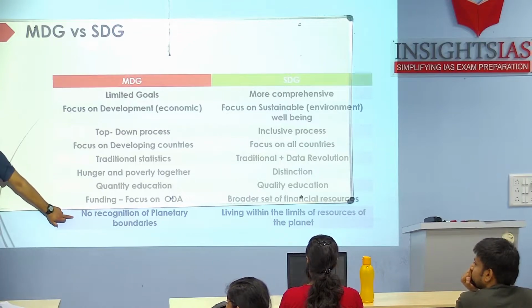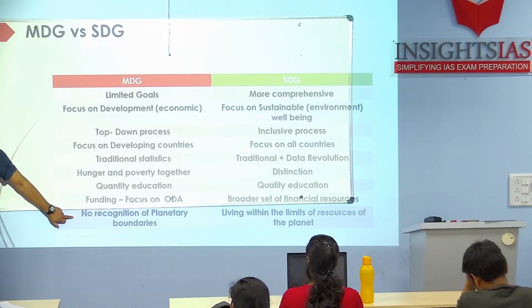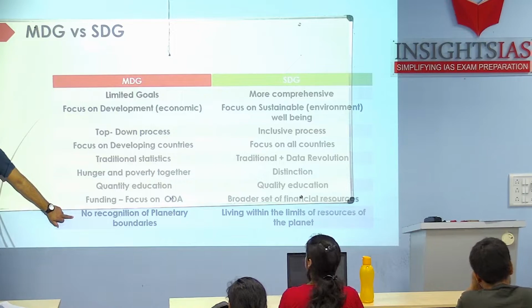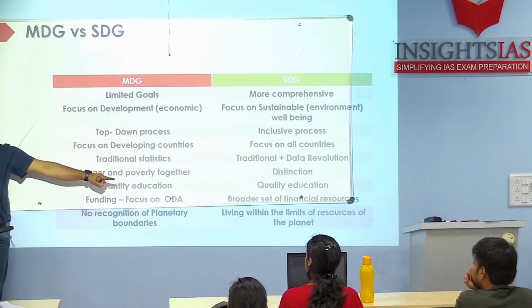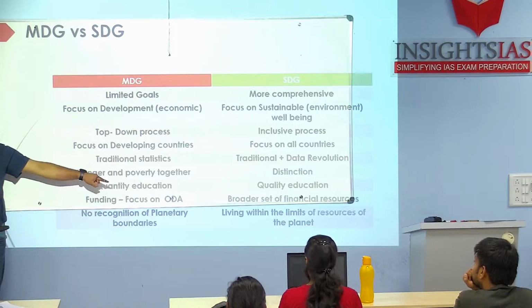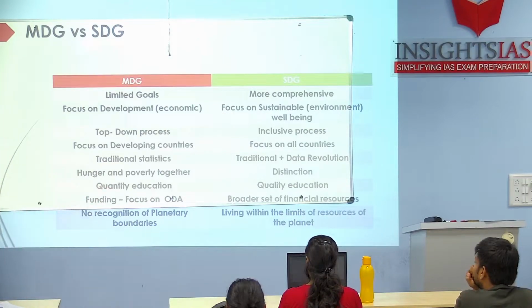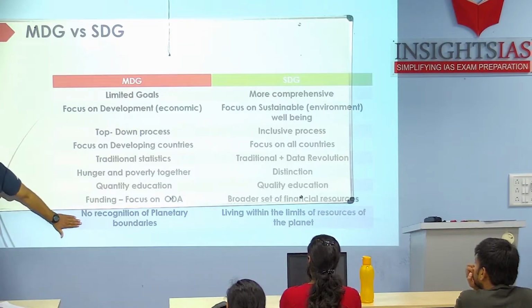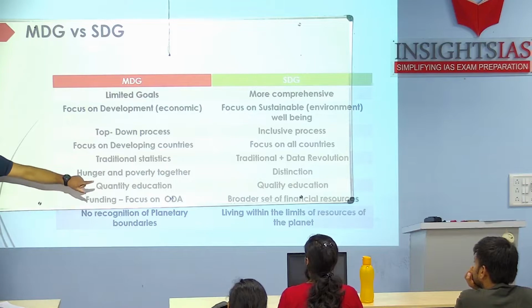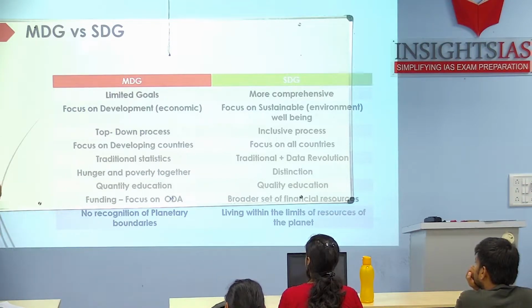There is no recognition of planetary boundaries. What is planetary boundary? Which all SDG? 14 and 15. Okay, but there we are recognizing the limits of the planet and its resources. I don't have the projector's remote, otherwise I would have shifted it a little bit. Last one, should I repeat again? Last one is this one. Last but corner. 14.